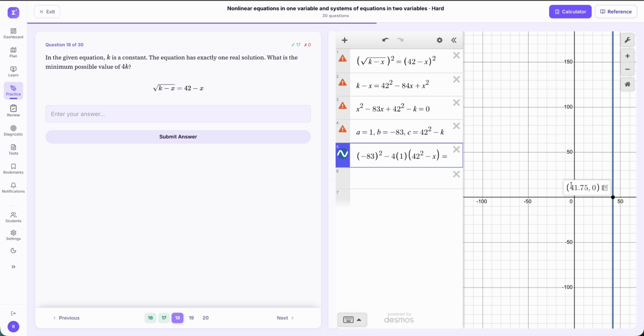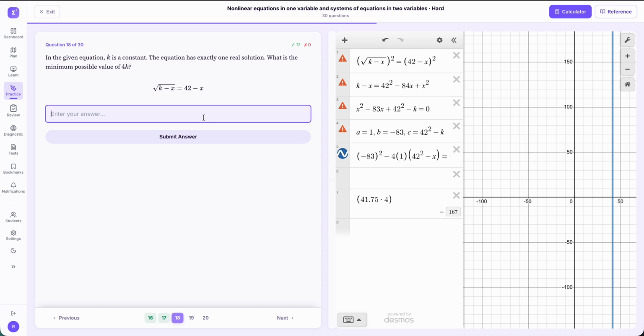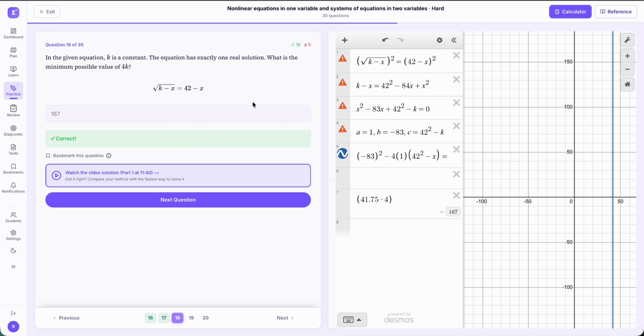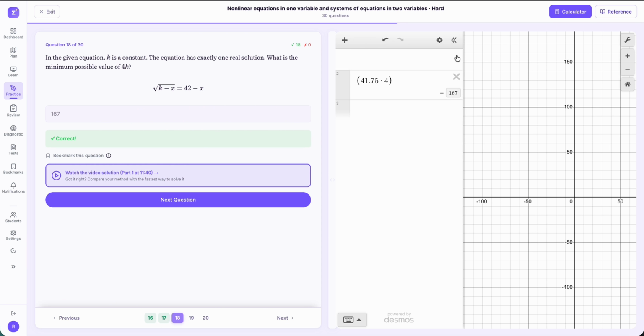Now, the last tricky thing in this problem is they didn't want k, right? What did they say? What's a minimum possible value for 4k, right? So I'm going to take this and multiply by 4. That's my answer, 6,167, right? That's a hard one, probably as bad as they'll get for those discriminant ones. But if you understand that, it shouldn't be honestly worse than that.